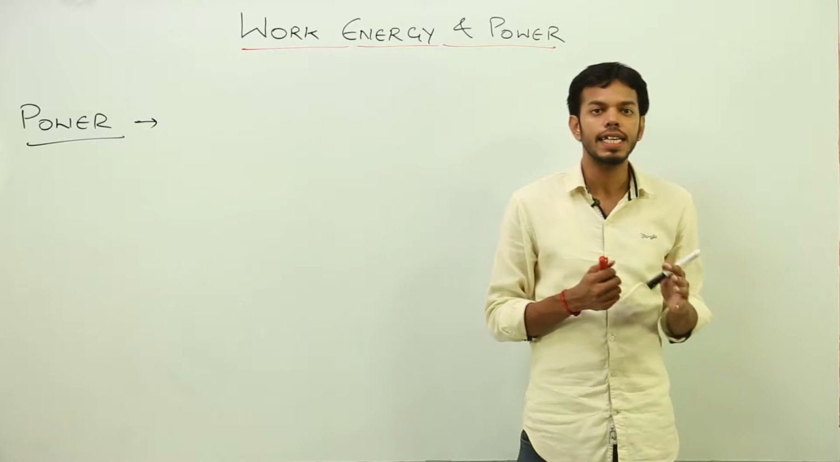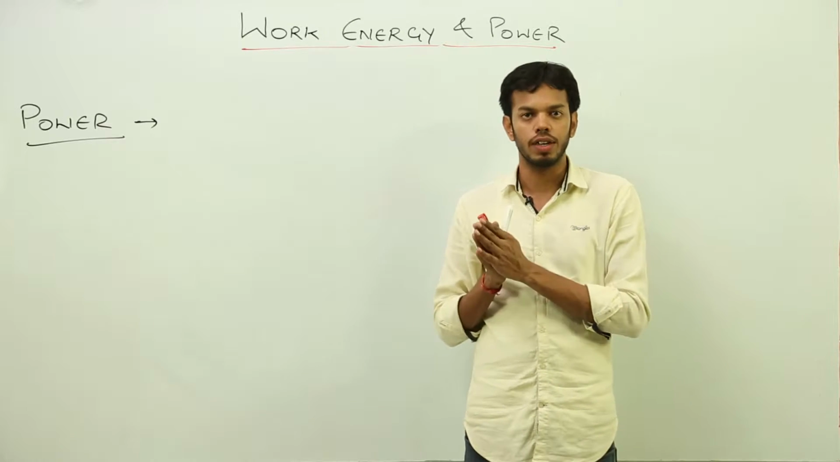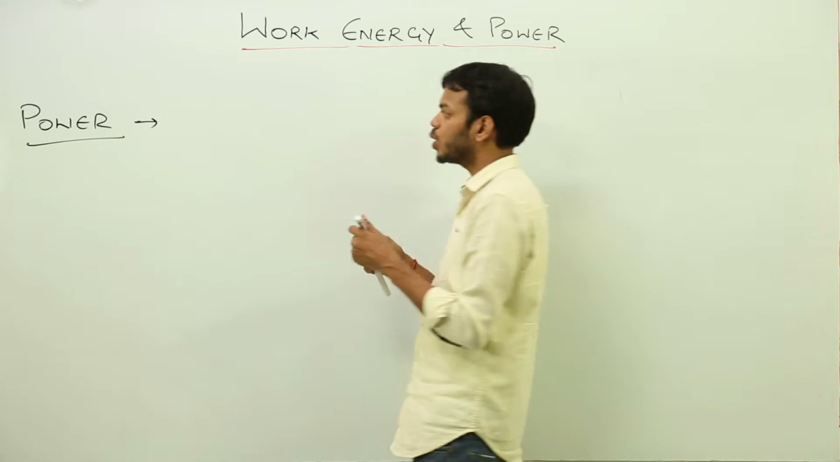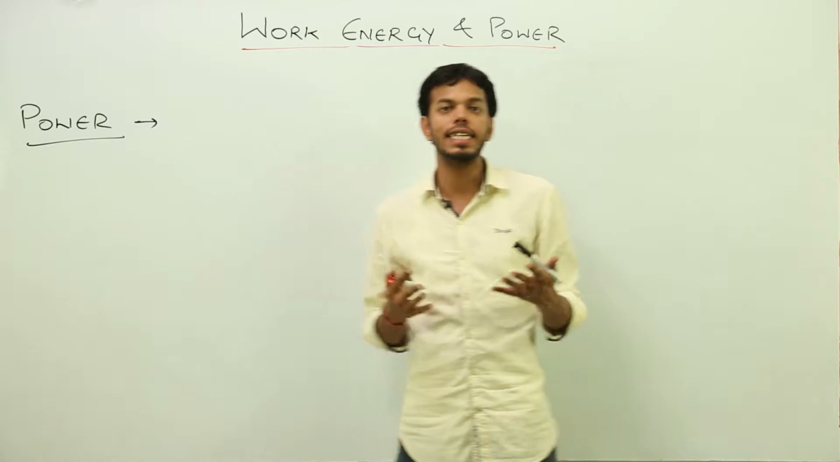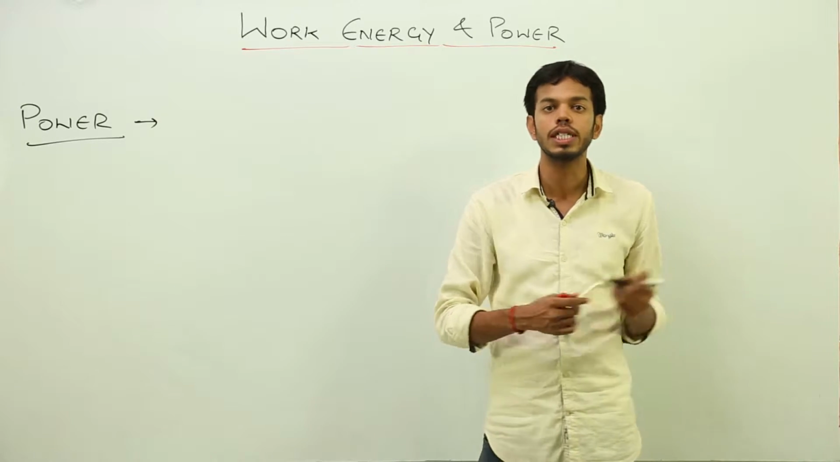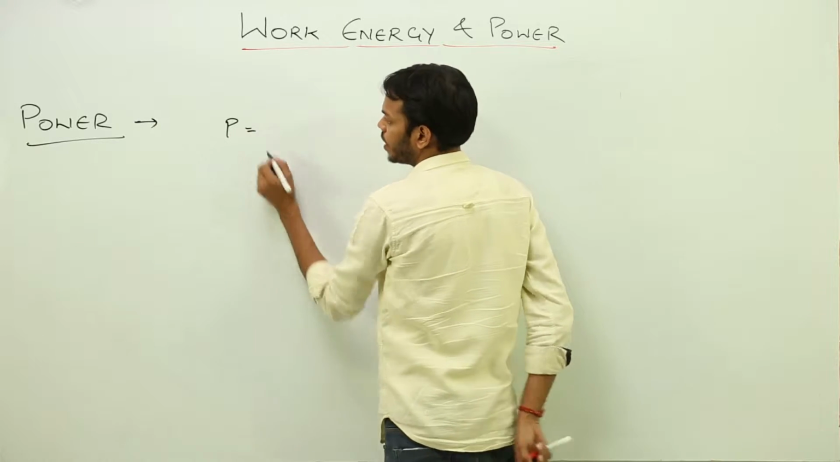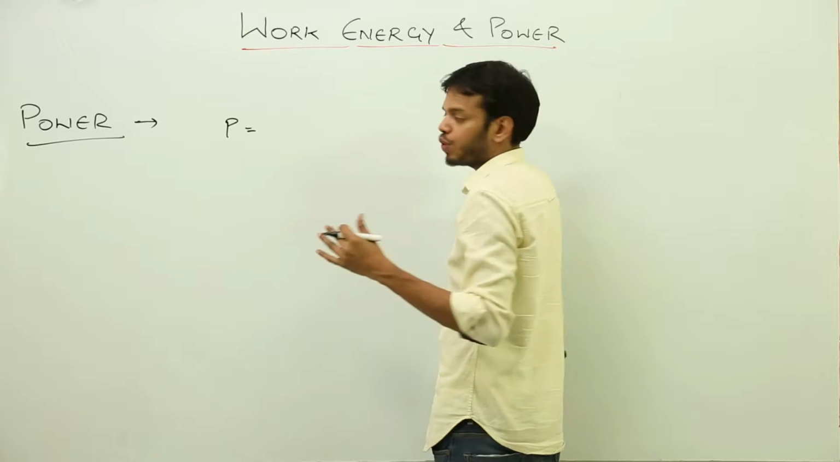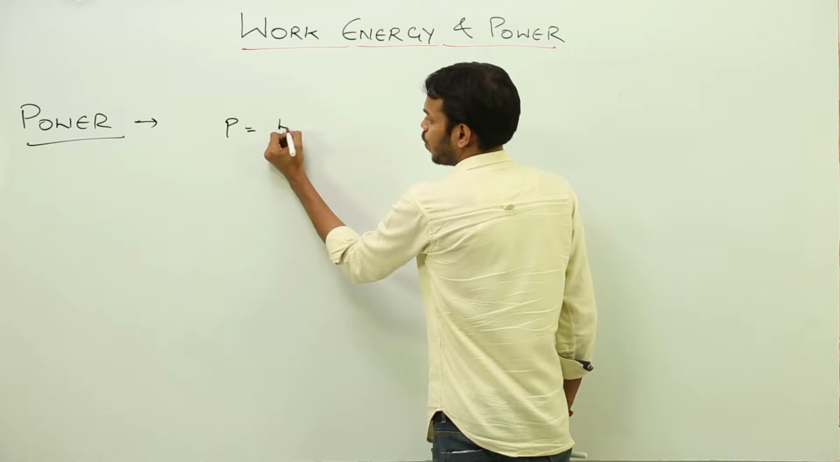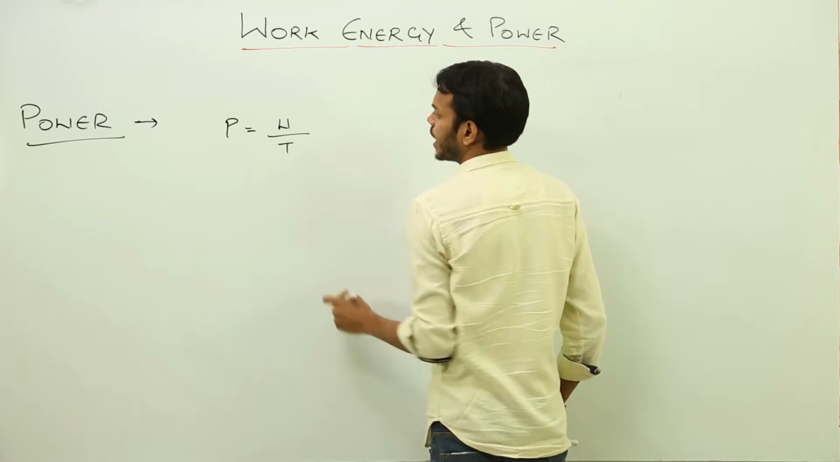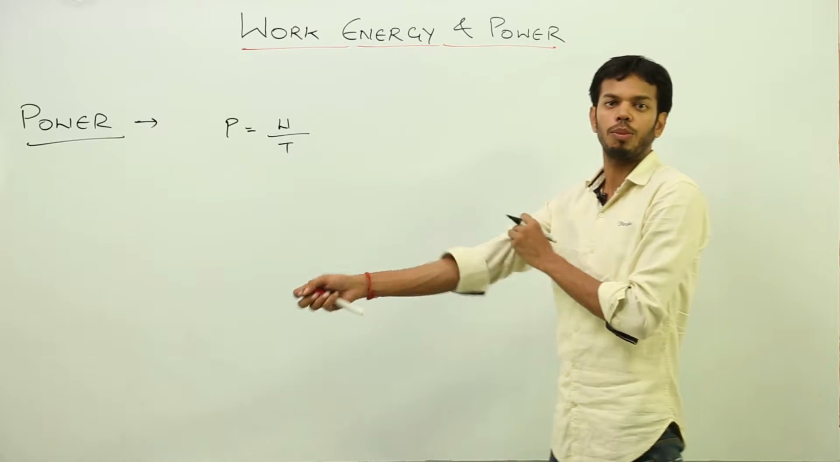Power is defined as the time rate of doing work, or the rate at which work is done. This is the general formula and the general definition of power which we have been using since our junior classes, right? So if I have to denote power, it will be the rate at which work is done: work done upon time taken.